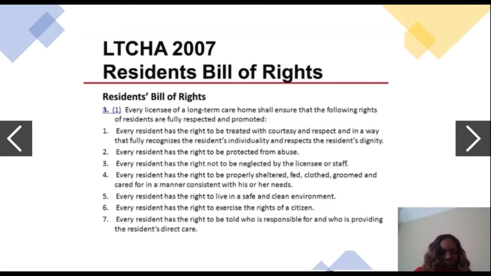Every resident has the right to be protected from abuse. Every resident has the right not to be neglected by the licensees or staff. Every resident has the right to be properly sheltered, fed, clothed, groomed, and cared for in a manner consistent with his or her needs. Every resident has the right to live in a safe and clean environment. Every resident has the right to exercise the rights of a citizen. Every resident has the right to be told who is responsible for and who is providing the resident's direct care.